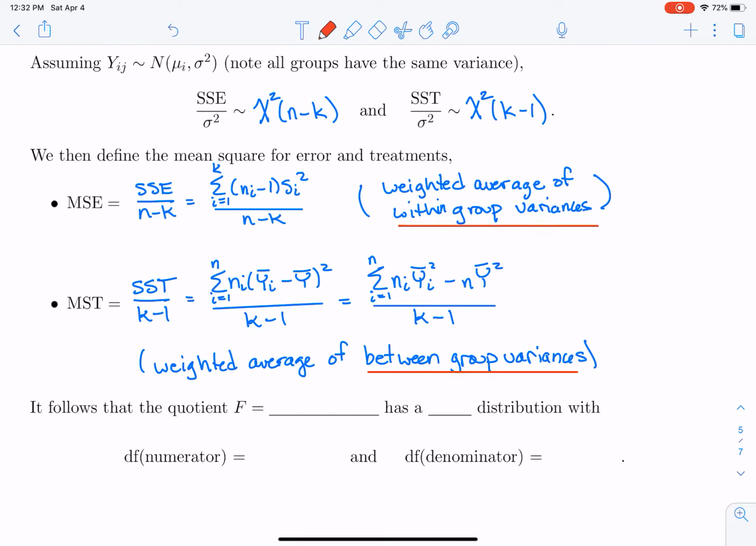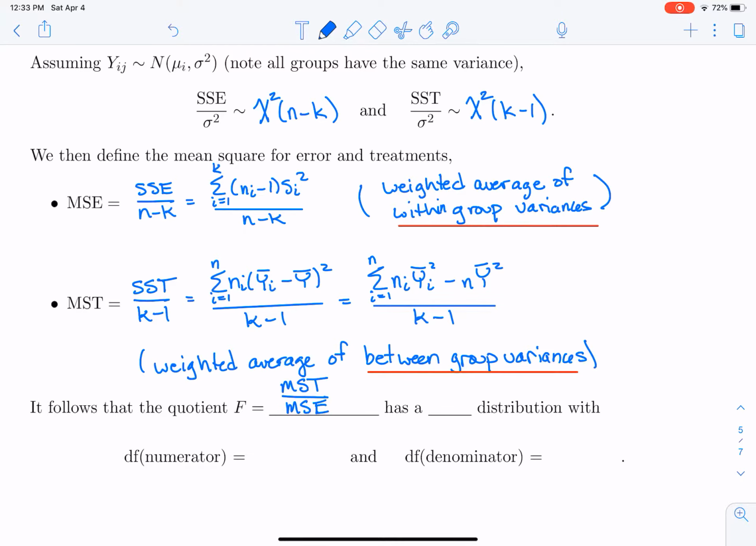Those are the two things that I said that I wanted to compare. I wanted the between group variances to be larger relative to the within group variances. And so what we're going to look at is the quotient of the mean square treatments divided by the mean square error.